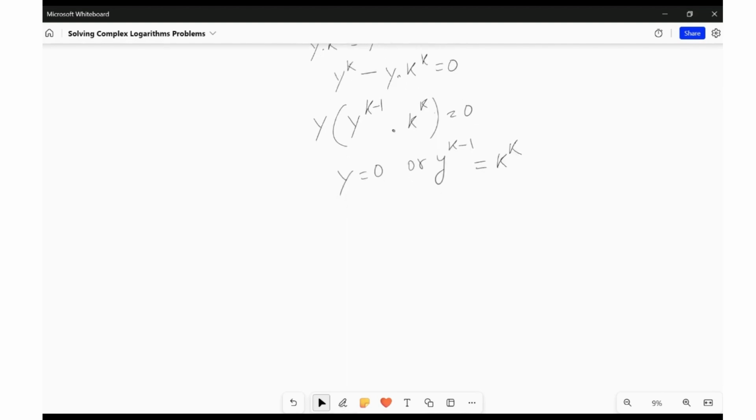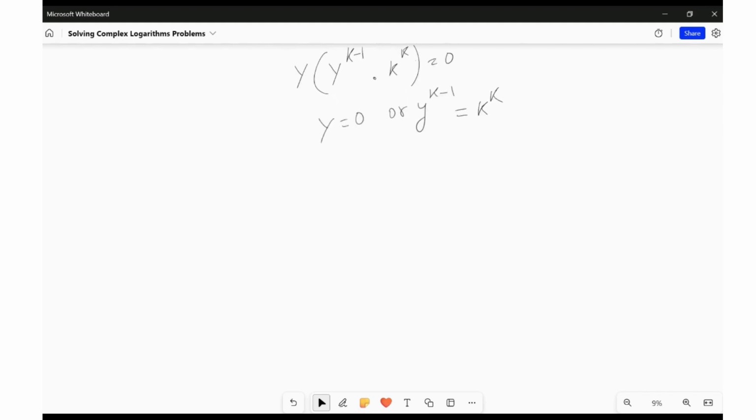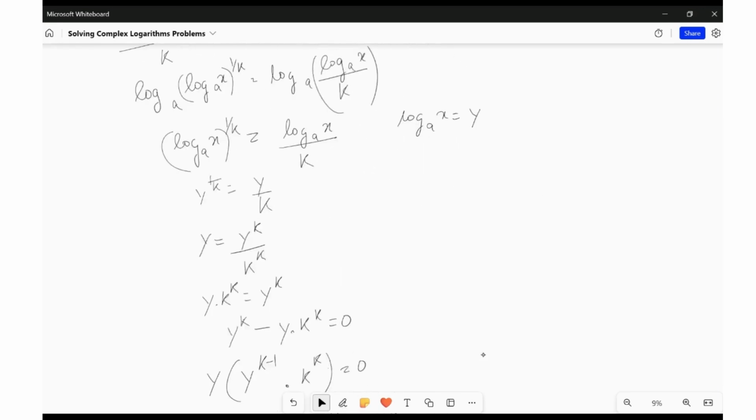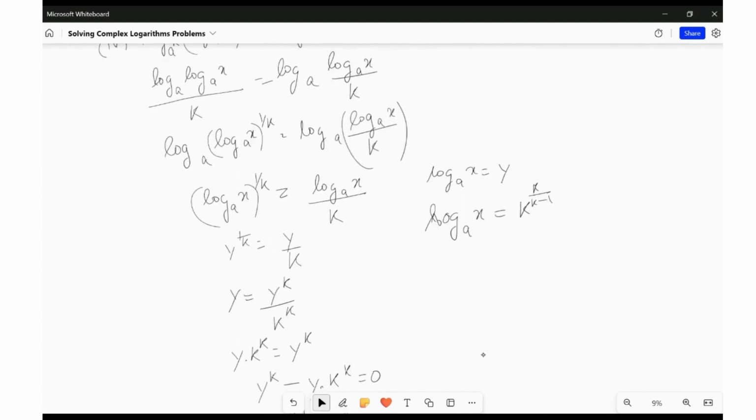Now we need the value of y here, but we have the power k minus 1, so to remove it, we'll raise both the sides by 1 by k minus 1. So y to the power k minus 1 multiplied by 1 by k minus 1 is equal to k to the power k times 1 by k minus 1. So y is k to the power k by k minus 1. Now we take this value and put it in the original log. So log of x base a is k to the power k by k minus 1, right?